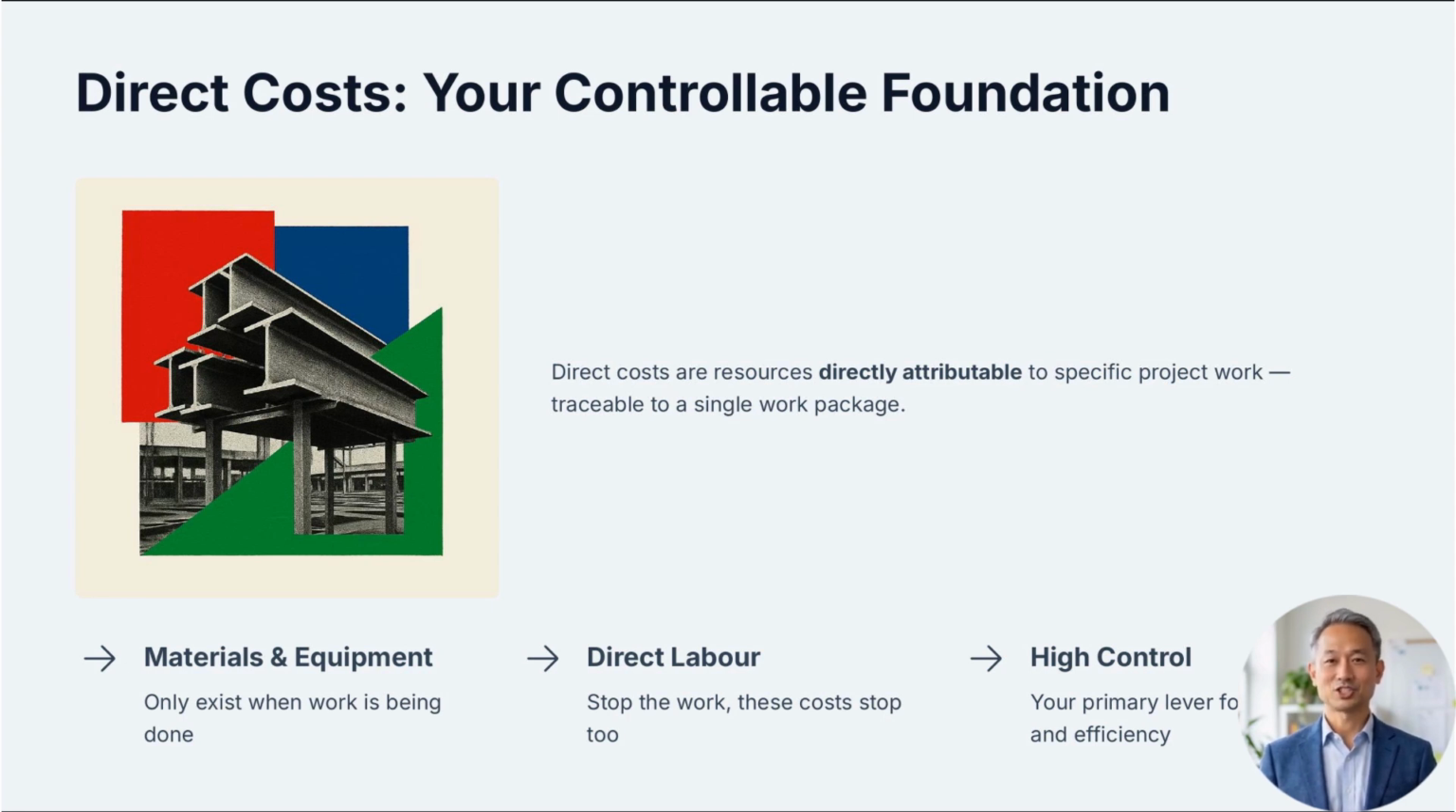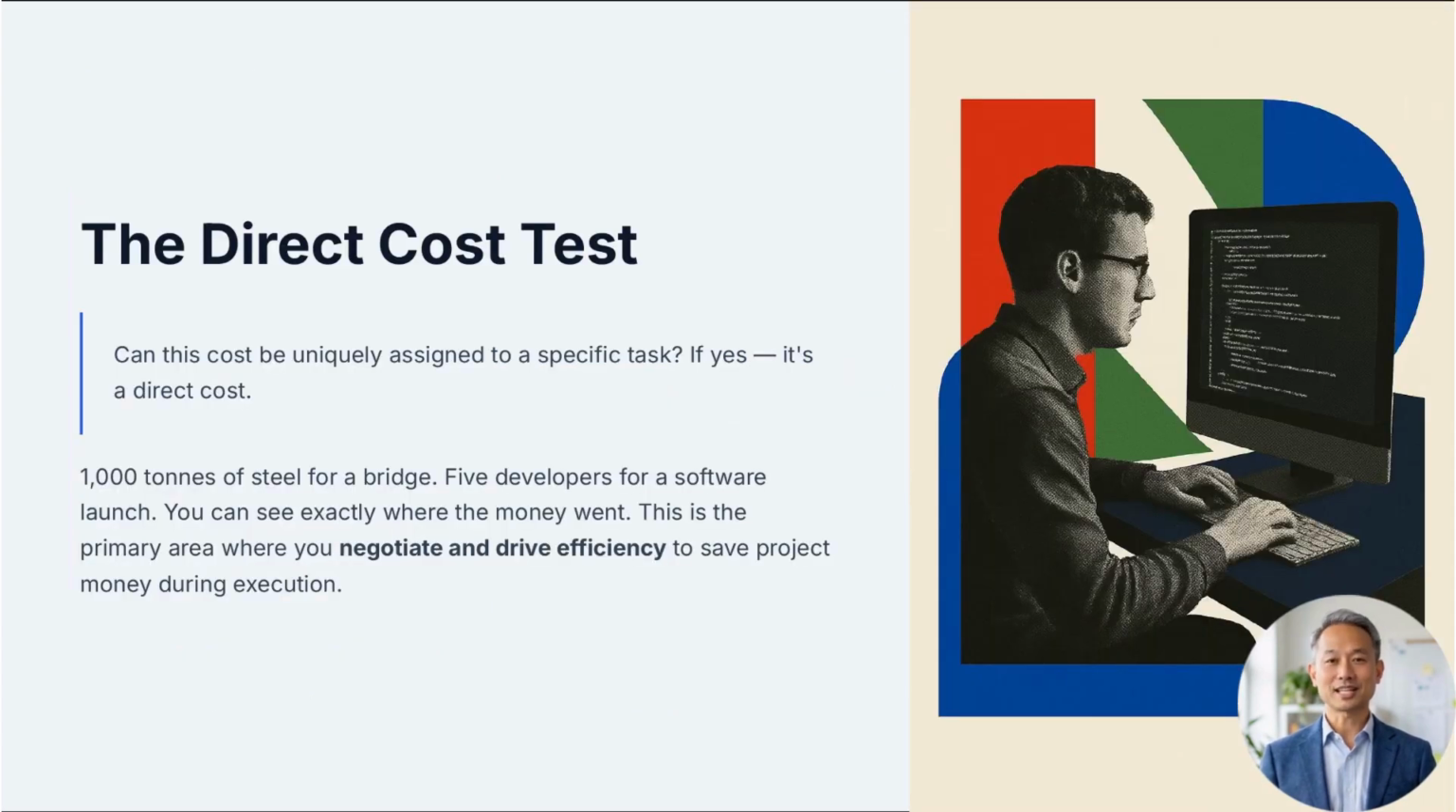As a project manager, you have high control and influence over these expenses because they only exist if the work is being done. If you stop the work, these costs generally stop too, making them the most predictable part of your budget. The reason we love direct costs is that they are tangible and logical. When you buy 1,000 tons of steel for a bridge or hire 5 developers for a software launch, you can see exactly where that money went.